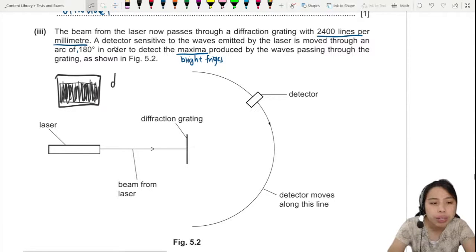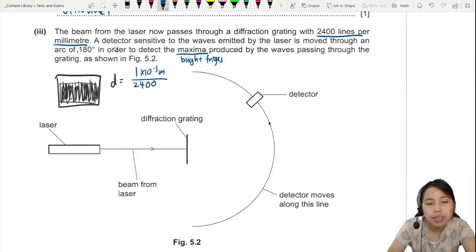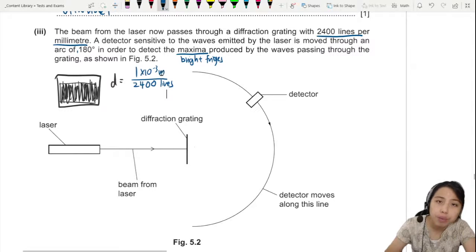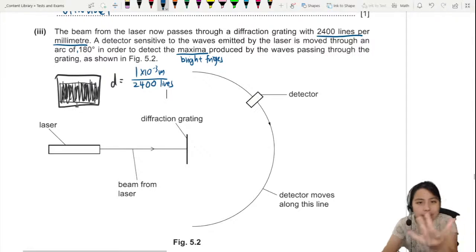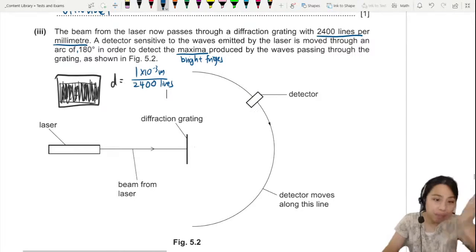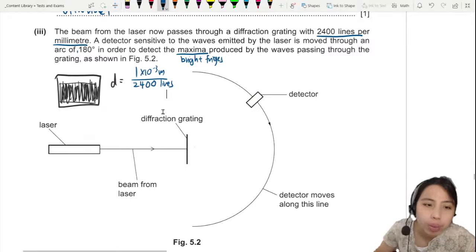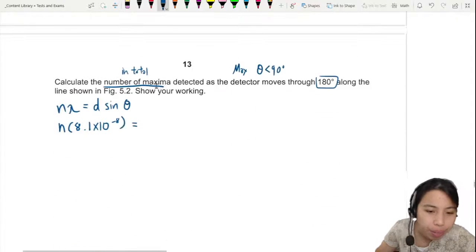So D value here means in 1 millimeter, you cut into 2,400 lines. This is your D. It should be in the unit of meters, length. So this is what we're going to plug into the equation. In 1 millimeter of this glass piece, you cut 2,400 vertical lines. So let's plug this value in the equation.